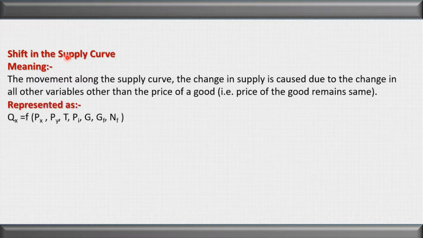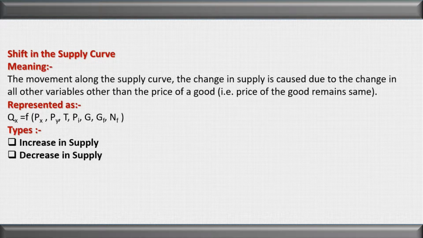It can be represented like this one. Here we can say that the bar above the PX shows that the price of the commodity is constant while there is a change in the price of other goods, the change in the price of other factors. There are two types of shift in supply, that is increase in supply and decrease in supply. Let us see the graphical presentation.